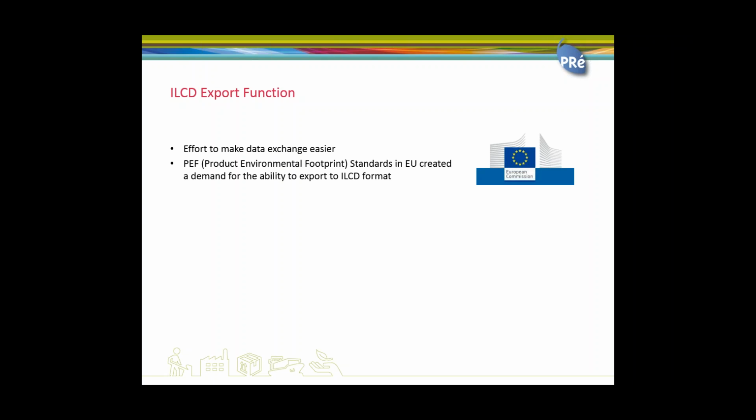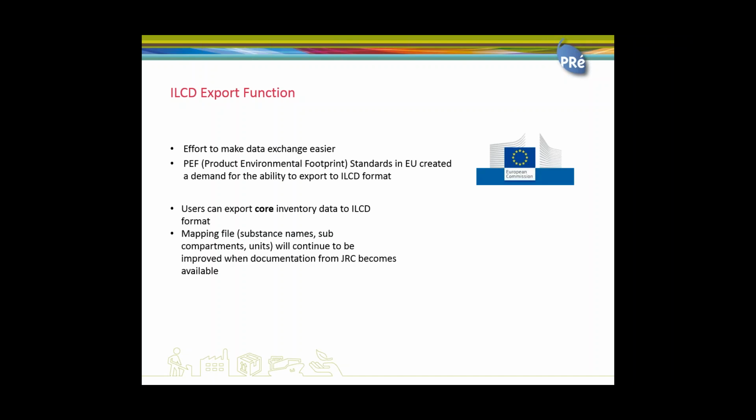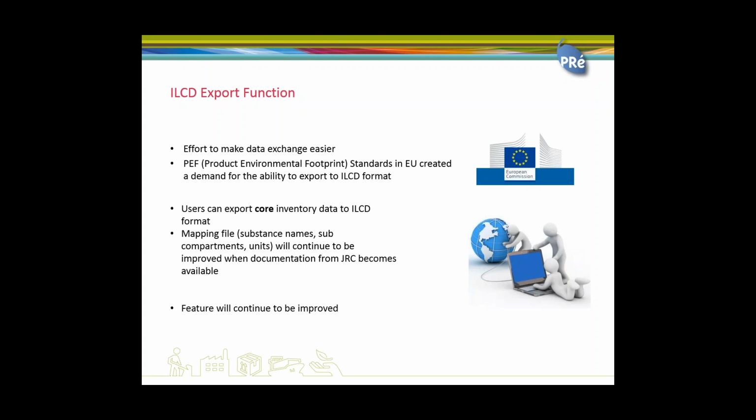Users can export core inventory data to ILCD format, but you can't yet export all of the documentation and all of the required data, but you do have all of the core inventory data. We're continuing to improve the mapping files that contain substance names, compartments, and units. When additional documentation becomes available from the JRC, we will continue to update these. And then last, we want to continue to improve this function. We chose to release it at this time due to the high demand for this function and also to allow for users to have input.